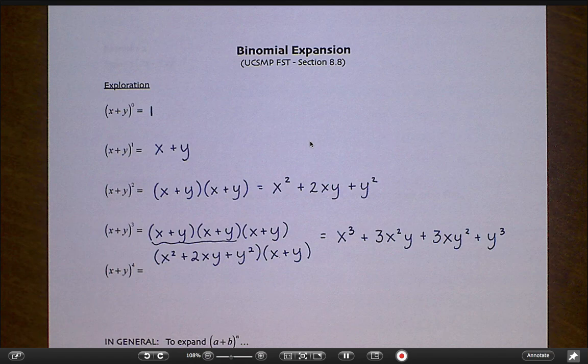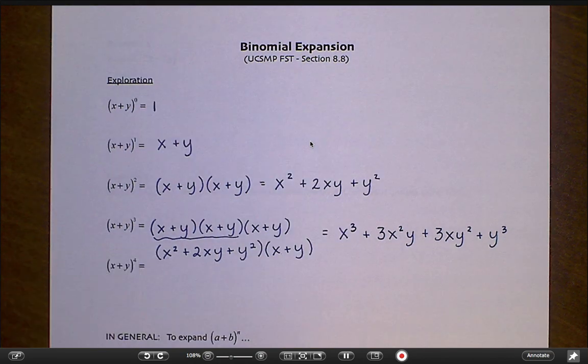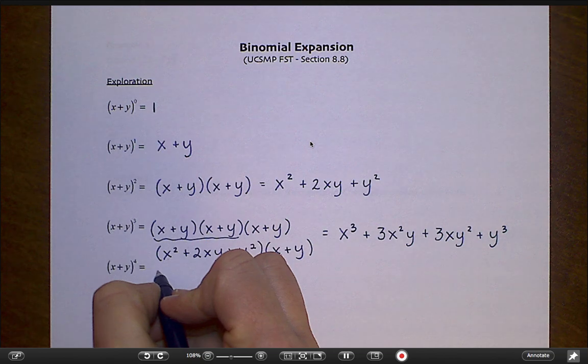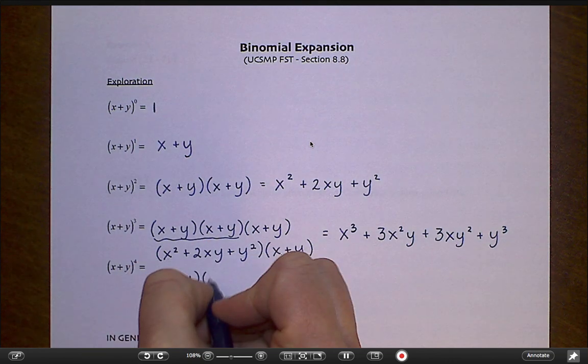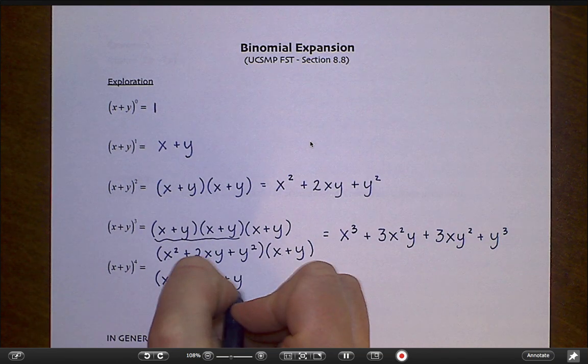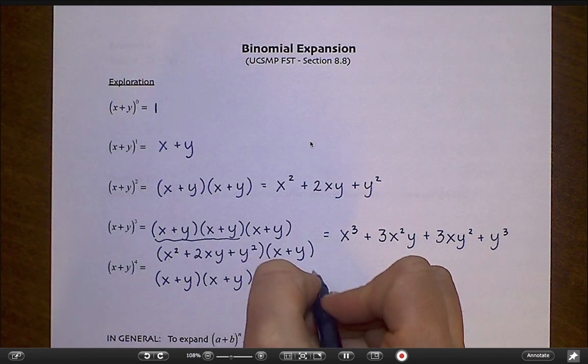Okay. I'm trying to talk you out of doing this in this lesson. That's why I'm not going into a great amount of detail here. So now let's think about this next one. x plus y to the fourth would be like x plus y times x plus y times x plus y times x plus y.